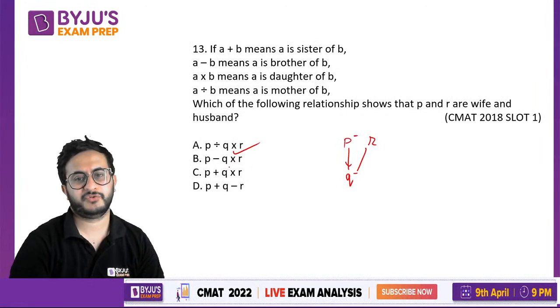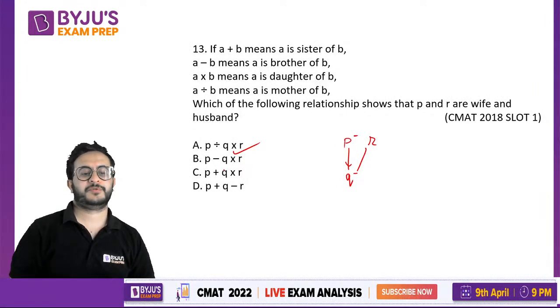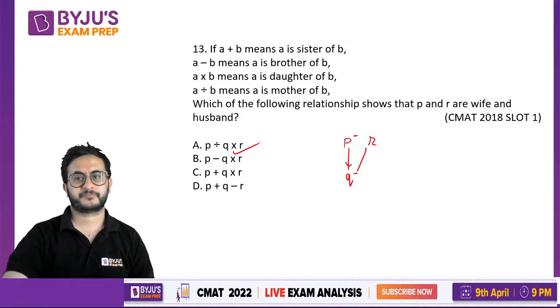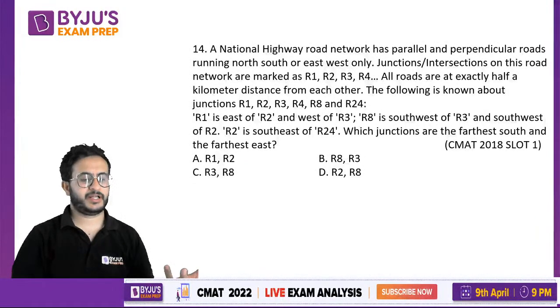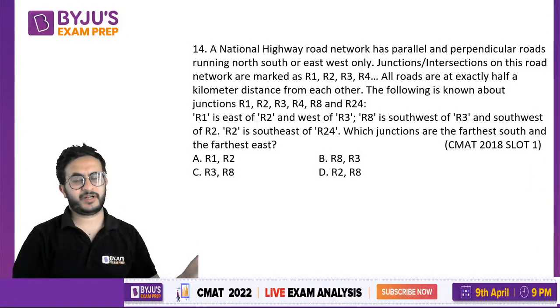So you do not have to check other options. You get it in option A itself. Now sometimes you are lucky in these questions that you get the answer in option A. Otherwise, if you are unlucky, you have to check till option D.